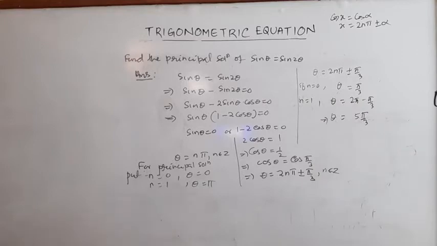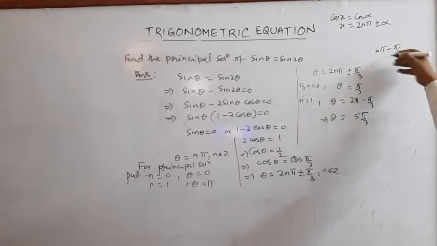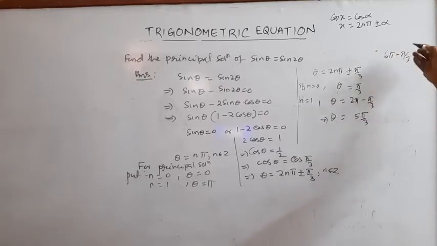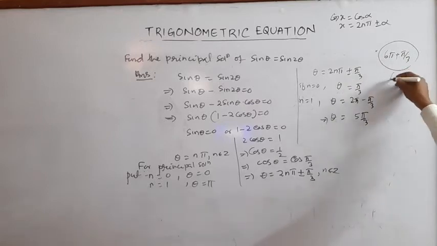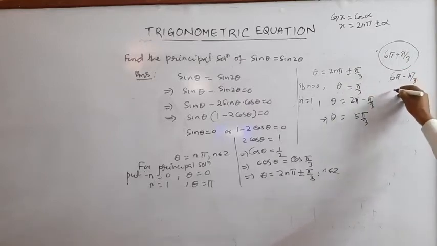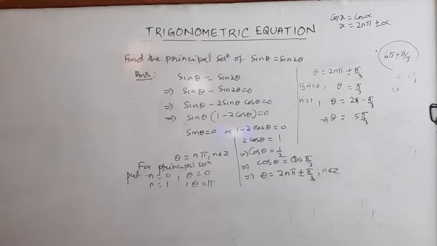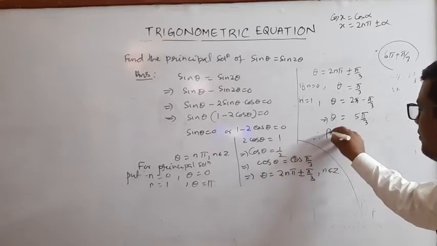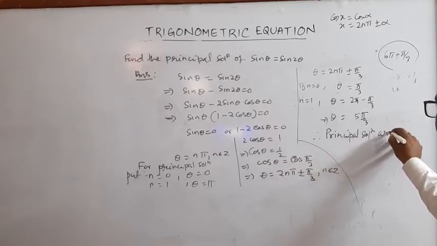And if n is equal to, suppose, 3, then 6 pi minus pi by 3 is obviously greater than 2 pi, and 6 pi plus pi by 3 is also greater than 2 pi. Here 6 pi minus pi by 3, that is 8 pi by 3, is also greater than 2 pi.